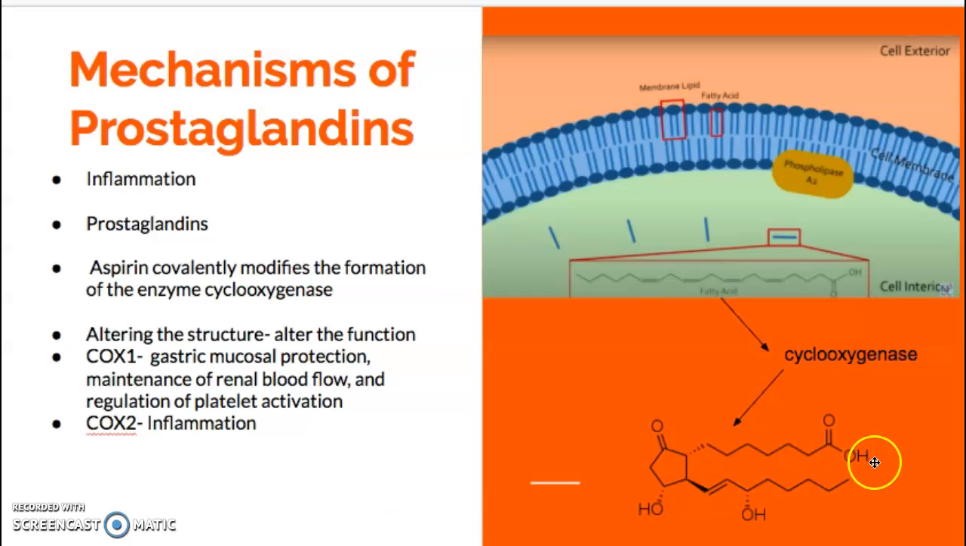Here we can see the general structure of a prostaglandin. They look a lot like other lipids, with the carbon chain, but without a phosphate group or head. The fatty acids that make up the phospholipid bilayer of the cellular membrane will be cut off by the enzyme phospholipase A2. And from there, they'll be synthesized by an enzyme called cyclooxygenase.